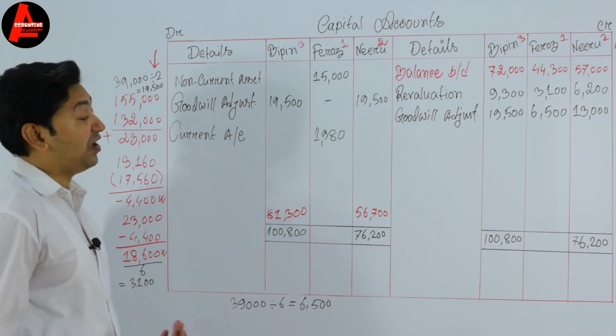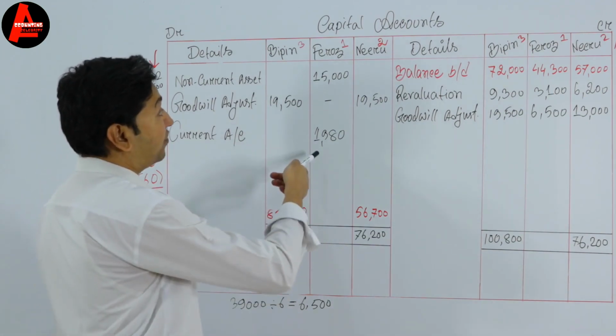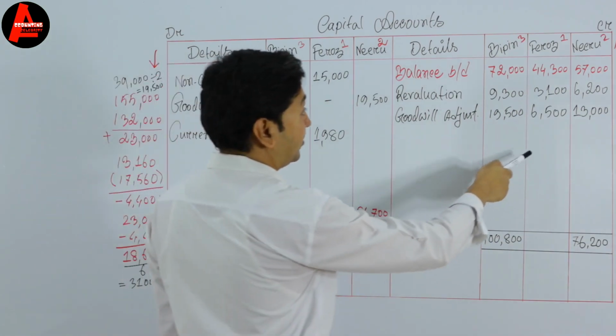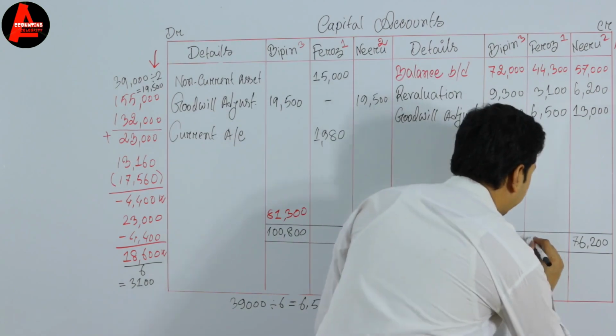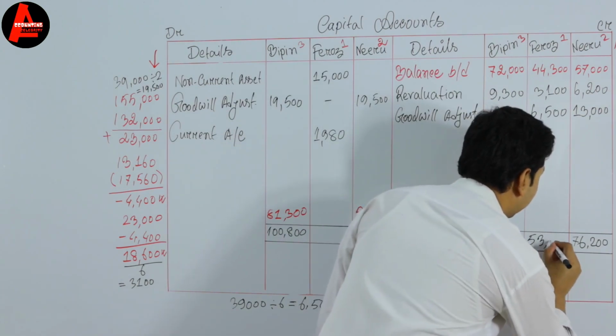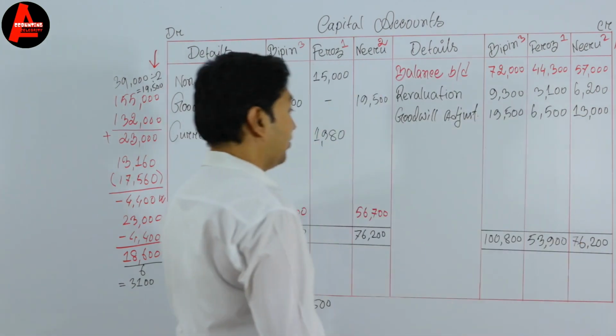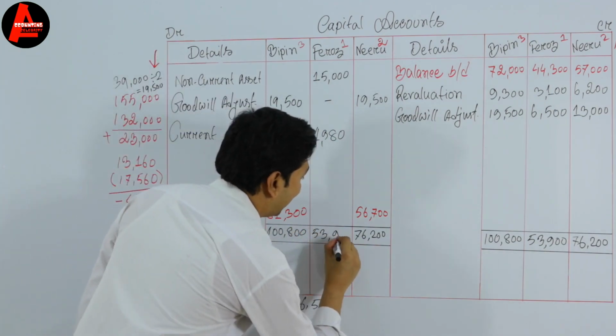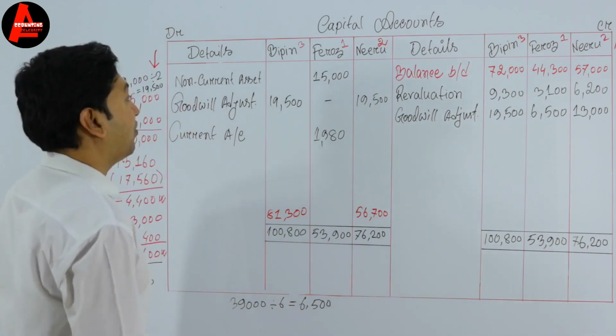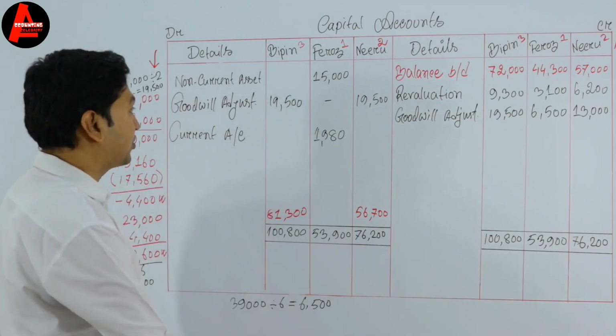There is a reason. Let us check first. Here we have two amounts, here we have three amounts. Definitely this column is greater, so let us sum up this column first. We get $53,900. Then we come to the debit side column, $53,900. Now if we subtract these two amounts, we get the balance.